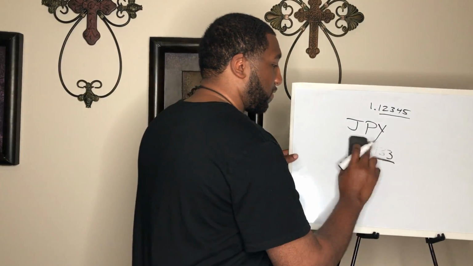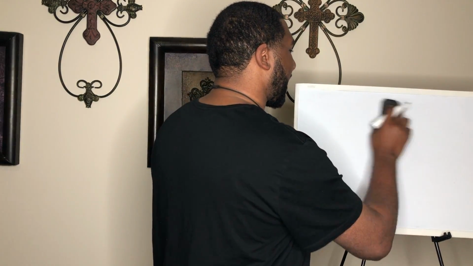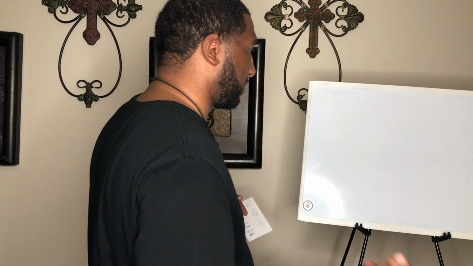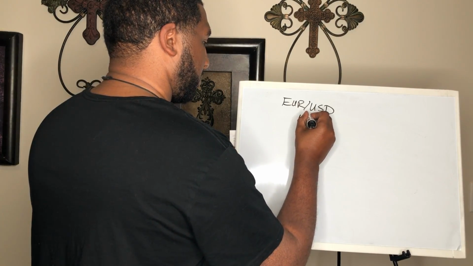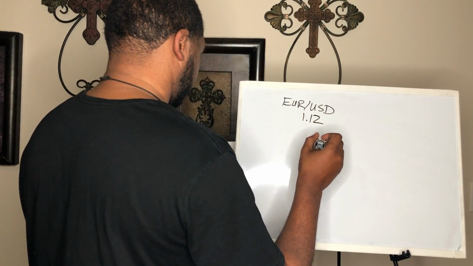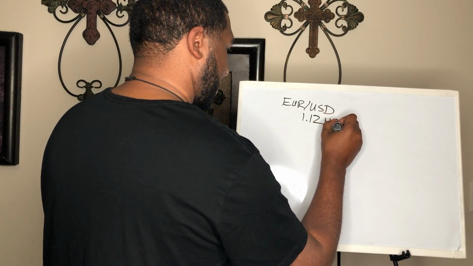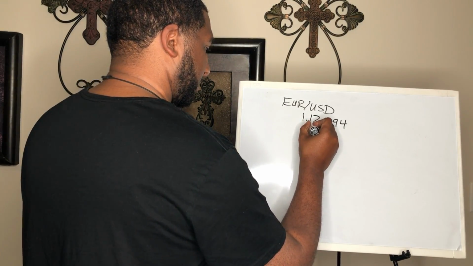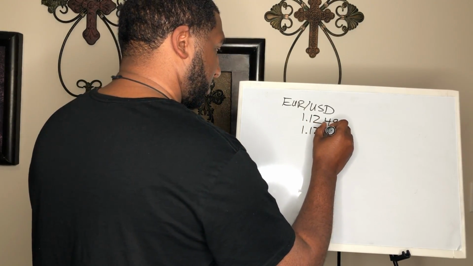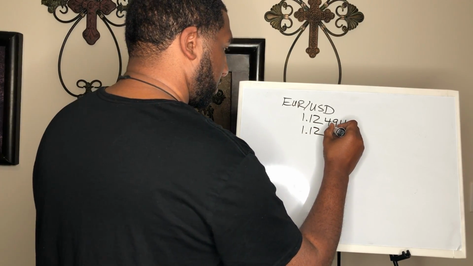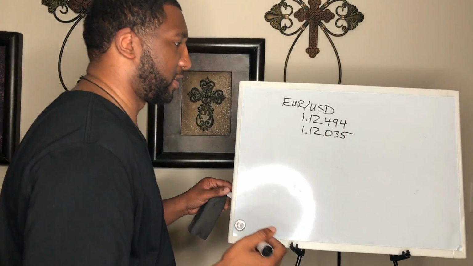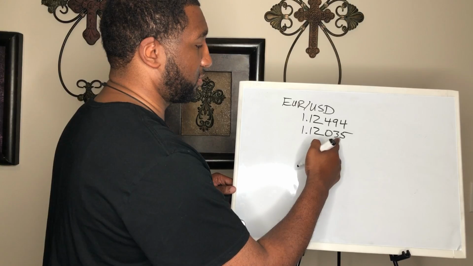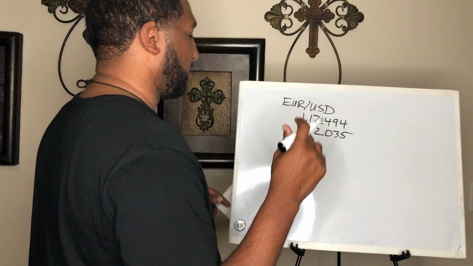So what we're going to do is go over how to count these pips, how to do it quick and easy. You can even do it in your head, but if you need a calculator, you can do it on a calculator. So let's use this example, 1.12494. We want to count how many pips it is to 1.12035.